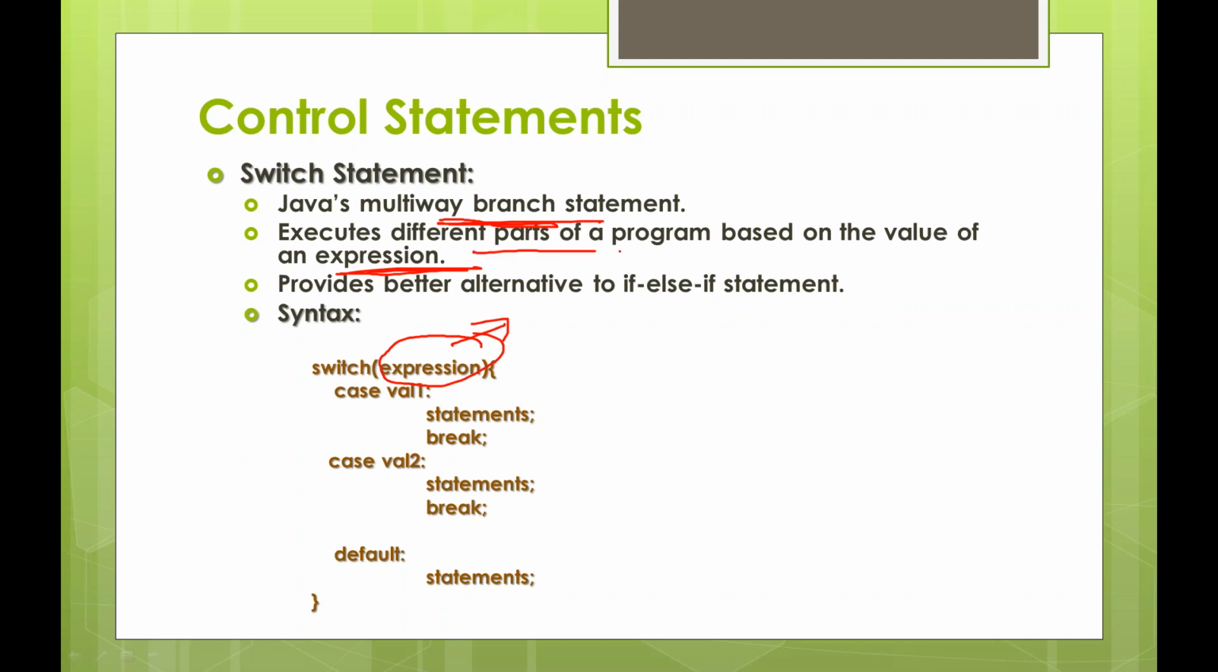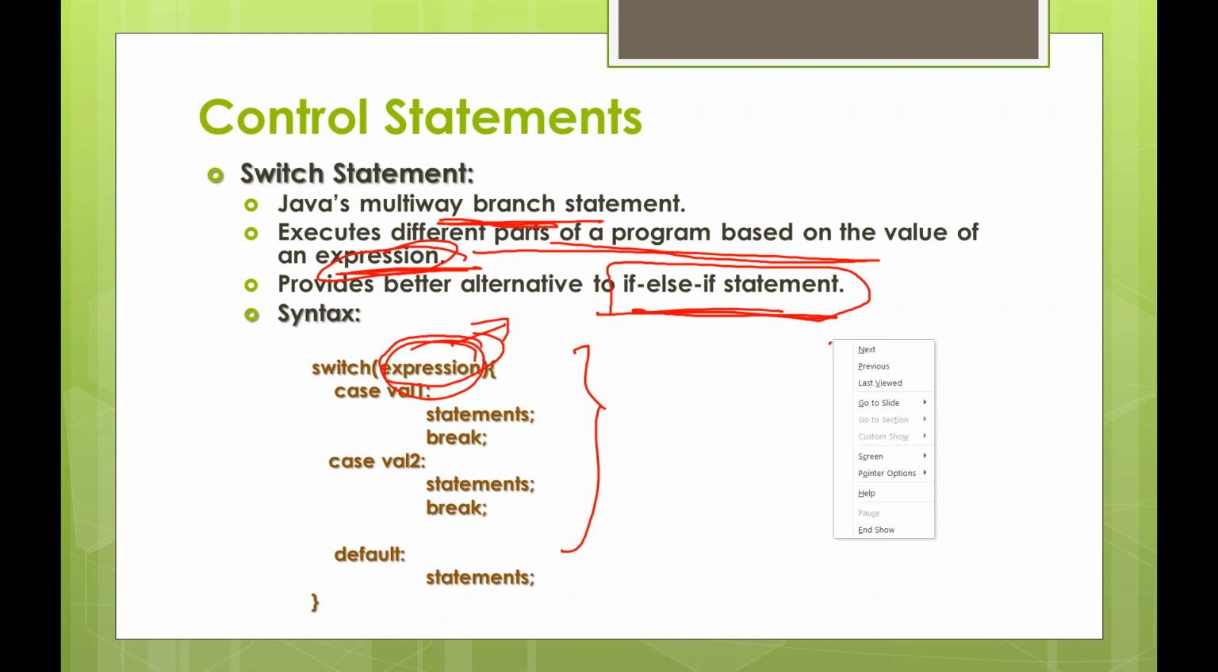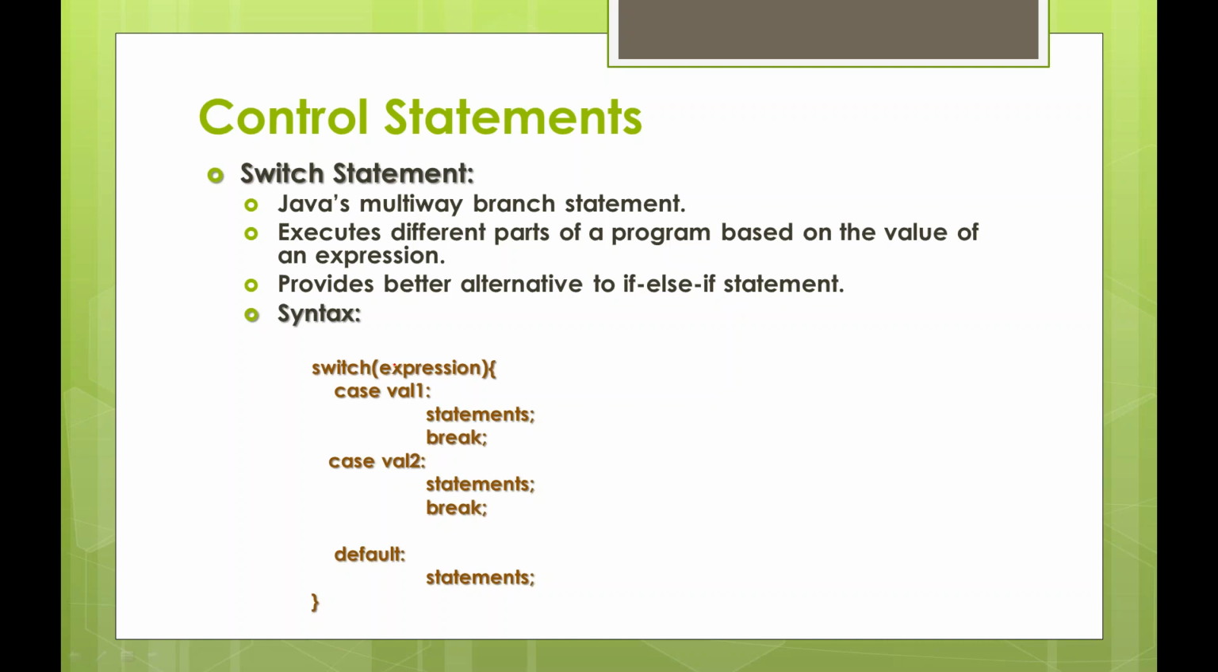Okay, it executes different parts of the program based on the value of this expression. This expression provides a better alternative to the if-else statement. We will see why this is a better alternative to the if-else statement. But in all situations, you cannot use the switch statement. We will see why. So the syntax is this one.